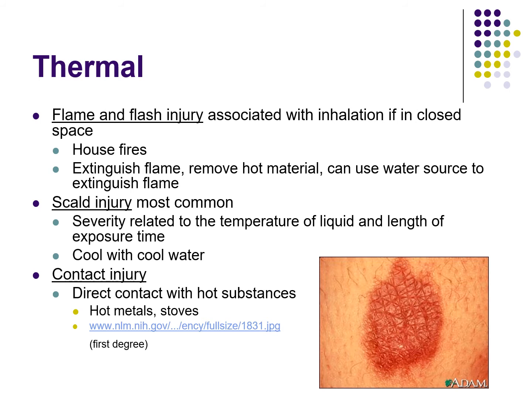And then contact injury, so hot metal stoves. Again, a child reaching up and touching a hot burner. It could be someone reaching into an oven that they have a skillet in and forgetting to put an oven mitt on. So this is a first degree that you see right here. This was a real quick touch, but has resulted in just damage to the epidermal layer.